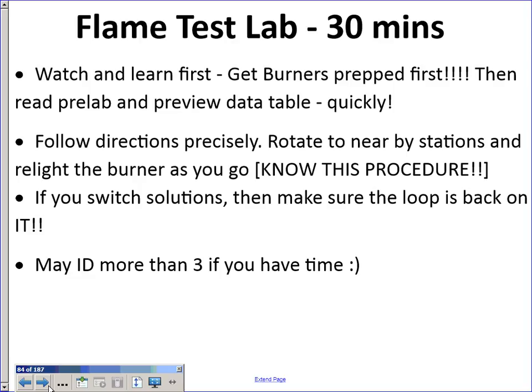If you do not remember how to set up a Bunsen burner, you need to pull out the instructions from below. Because I expect no flamethrowers. I expect that you know how to set up a Bunsen burner.